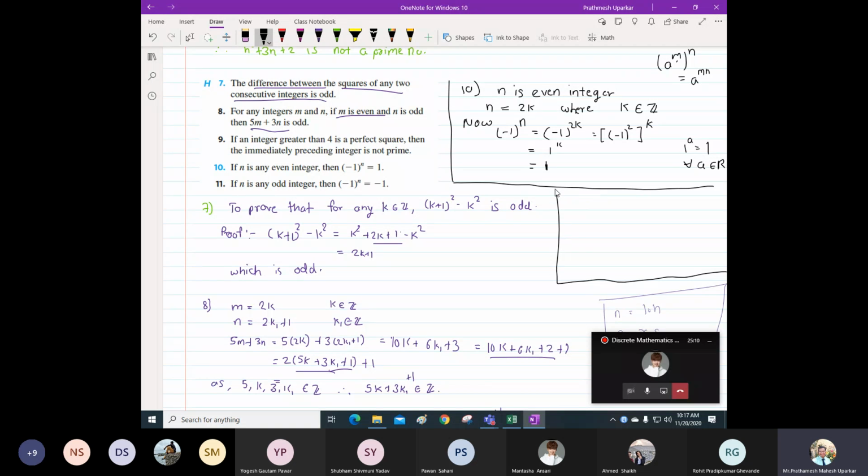Now next, what is this? अगर n odd होता तो मैं क्या लिखता? n का वैल्यू होता minus 1 raised to 2k plus 1. Yes or no? अरे बोलो. If n is odd integer, odd का मतलब 2k plus 1 फॉर्म में है. So I can write this minus 1 raised to 2k into minus 1 raised to 1. Why I can write this?